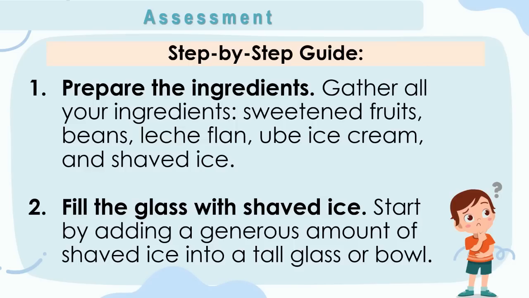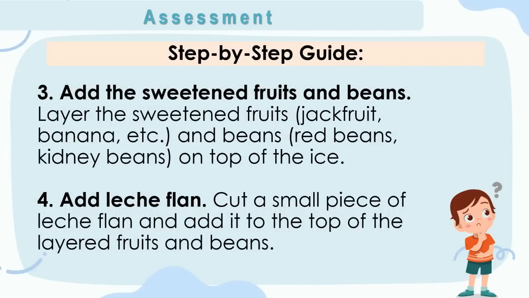Here are the procedures or step-by-step guide. First, prepare the ingredients. Gather all your ingredients: sweetened fruits, beans, leche flan, ube ice cream, and shaved ice. Second, fill the glass with shaved ice. You start by adding a generous amount of shaved ice into a tall glass or bowl. Third, add the sweetened fruits and beans. Layer the sweetened fruits, jackfruit, banana, etc., and beans, red beans, kidney beans, on top of the ice.